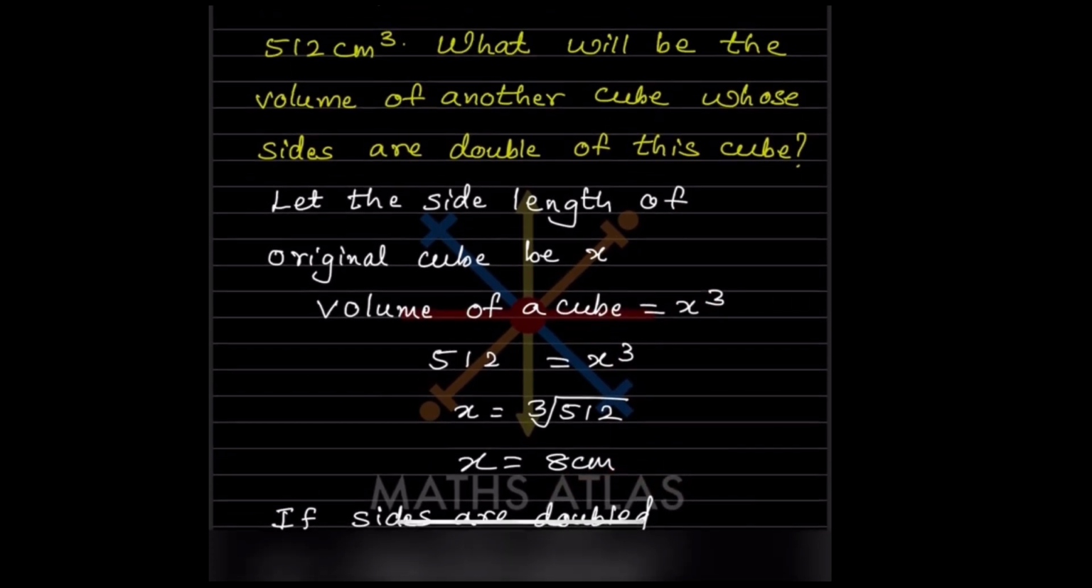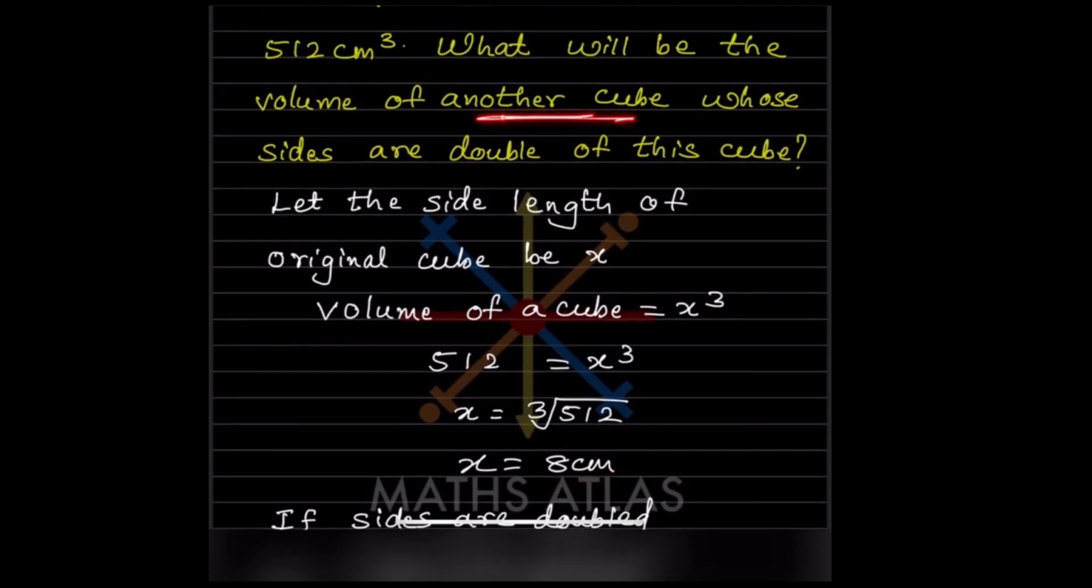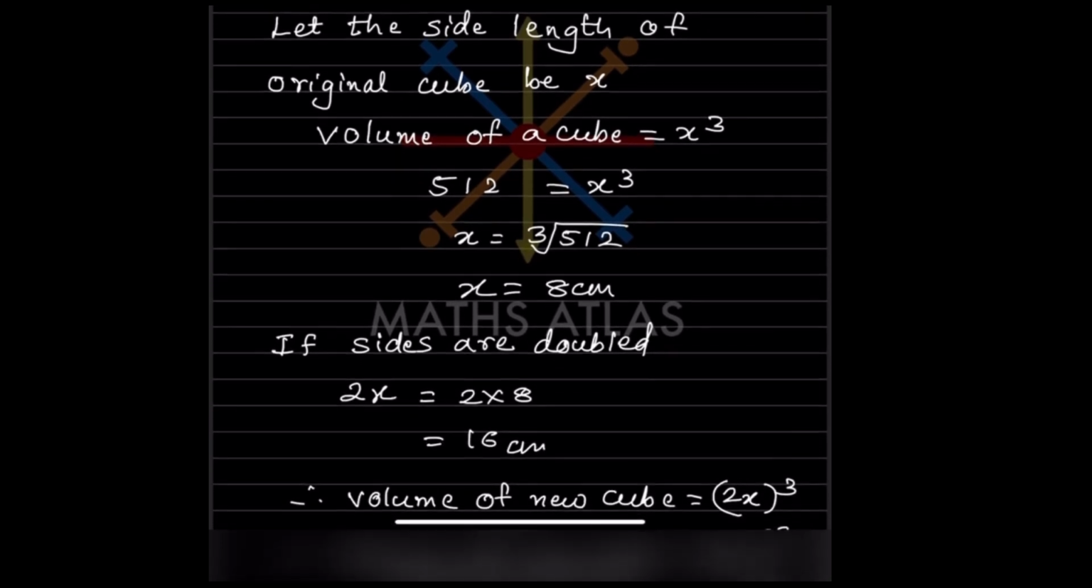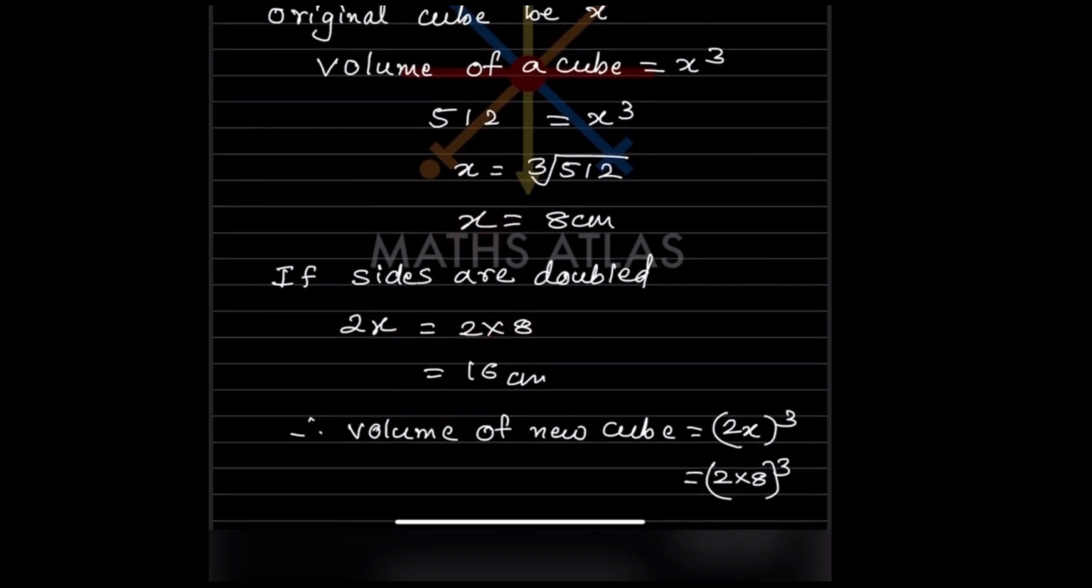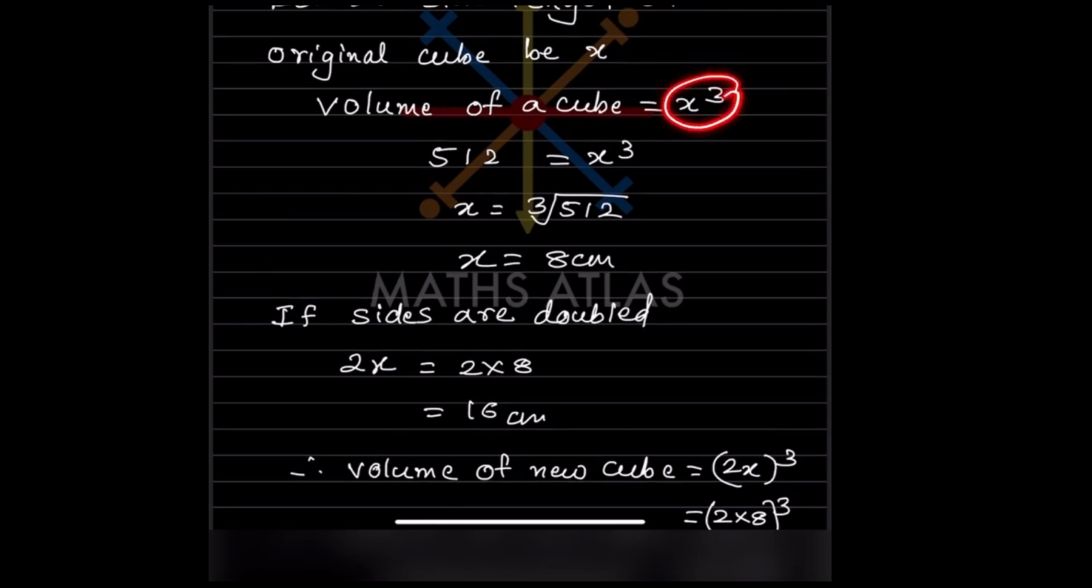Now they say, what will be the volume of another cube whose sides are double? If the sides are double, since this is x, it will be 2x. That will be 2 into 8, which is 16 centimeters. So now the volume of the new cube: because the sides are double, where we used x cube, here we use 2x cube.